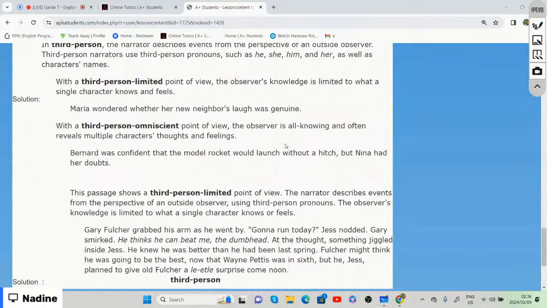Yes, so it says it's a third person limited point of view, and the narrator describes the event from the perspective of an outside observer using third person pronouns, such as either he or him, as well as the names of characters. And the observer's knowledge is limited to what a single character knows or feels, right?